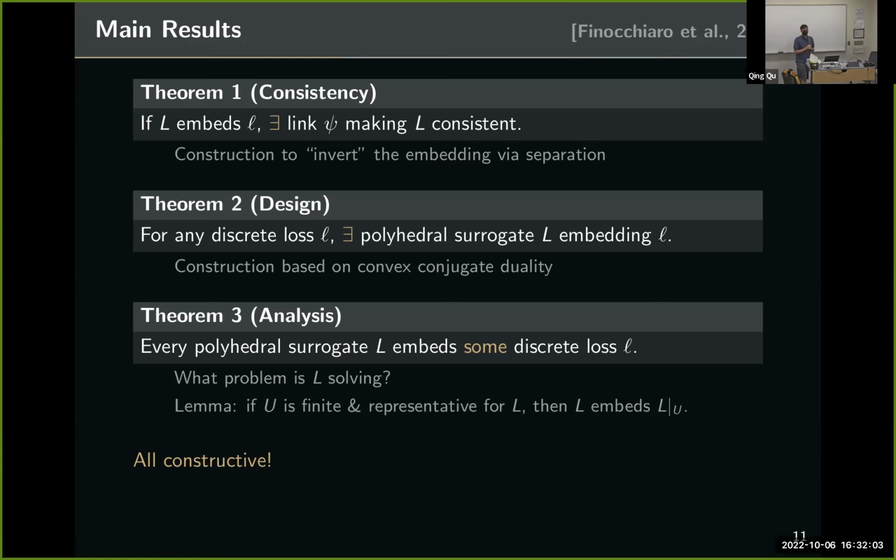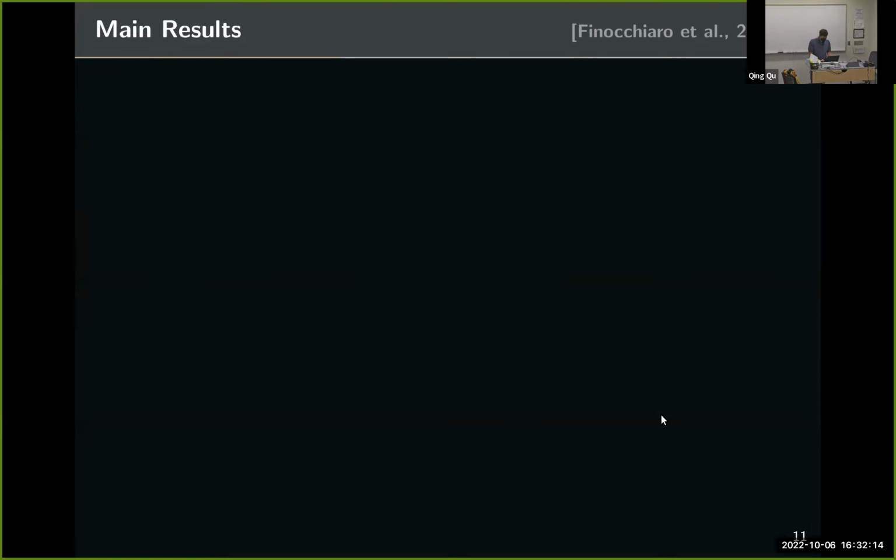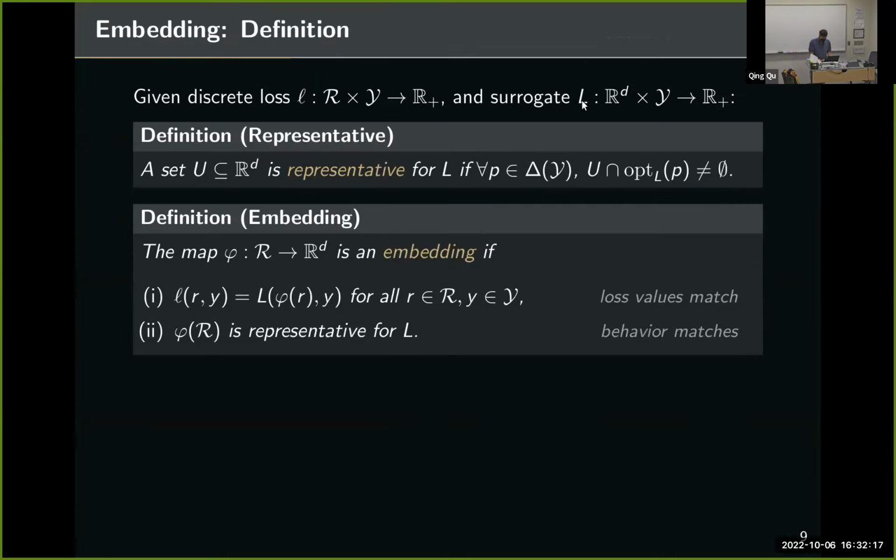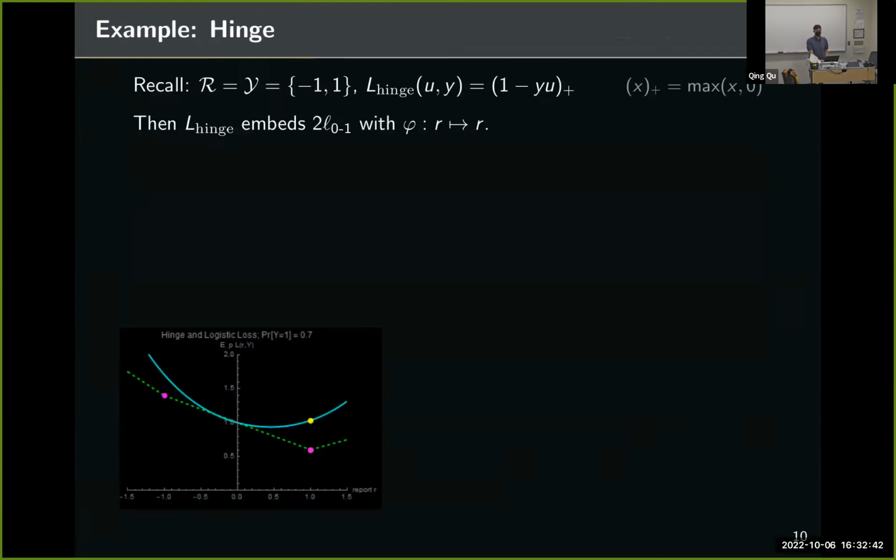I'm using notation like L conditional u. I haven't really defined it. It just means if I restrict the loss, what I really mean is if I restrict this function to u cross y. You see what I mean? I think about it as a discrete loss where this is u and I match the values. So I'm taking the restriction of this function to u cross y. I'm only allowing you to report something in u.